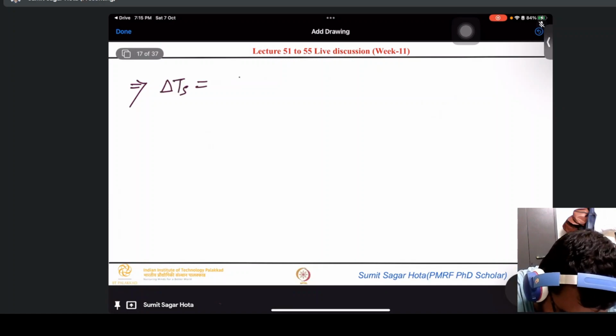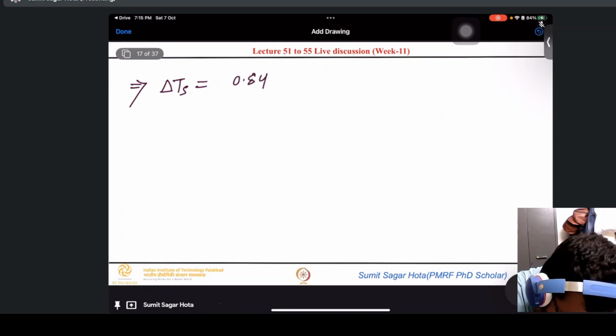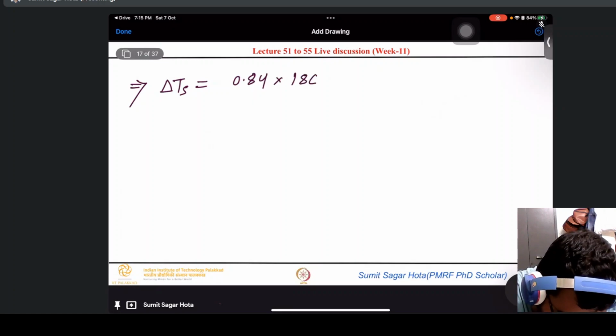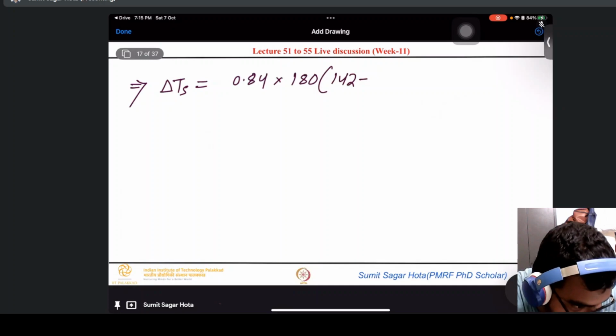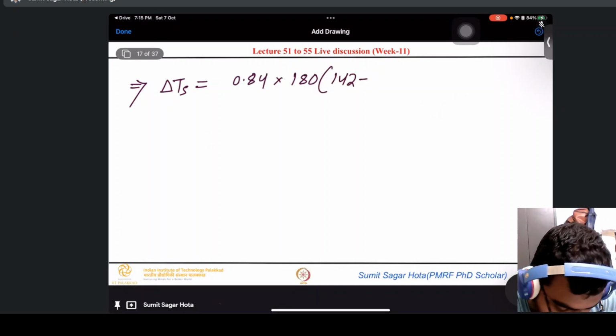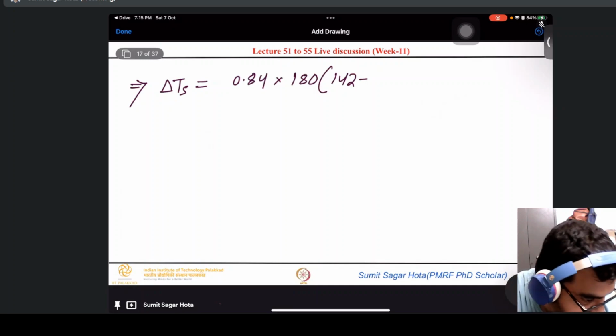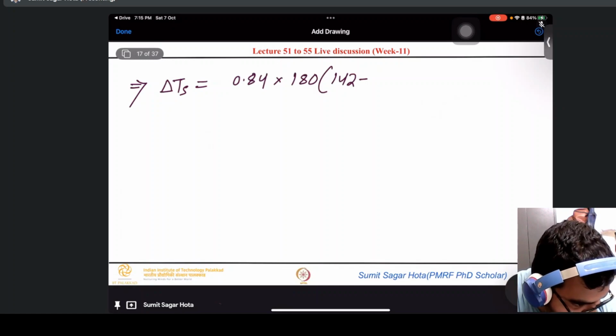What is phi h? 0.84, into what is u? 180. What is your Vw2? 142. It's all given in the question, and whatever things are not given we already found out. What is Vw1? Vw1 is I think not given, but we can find out what Vw1 is.